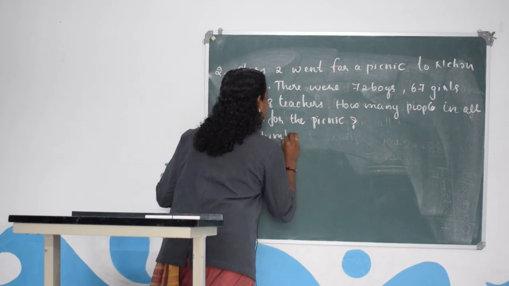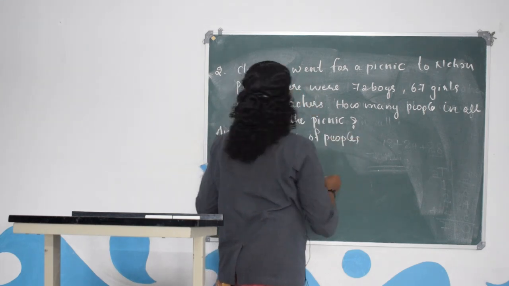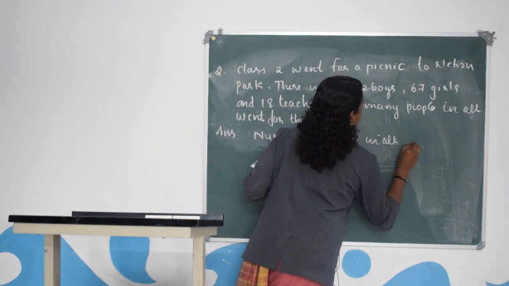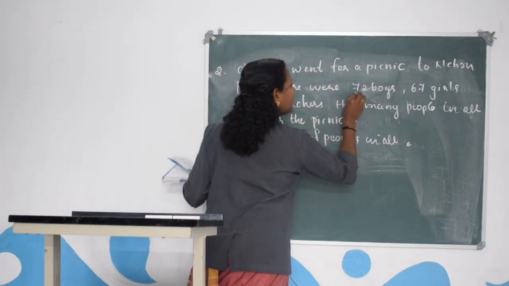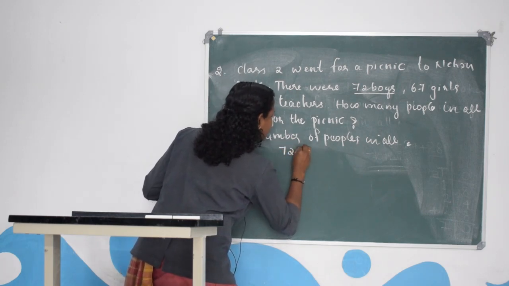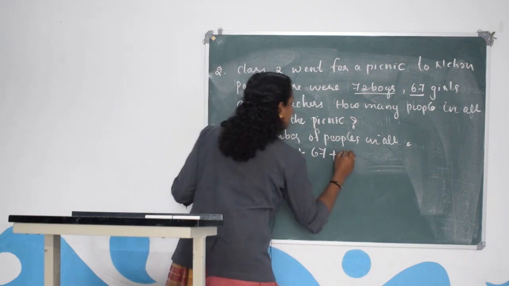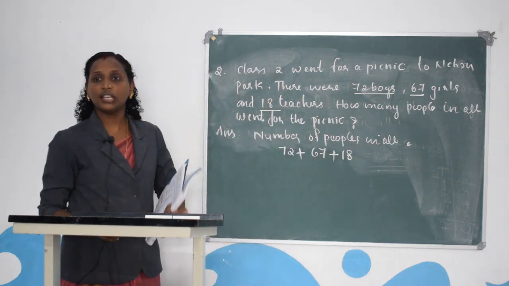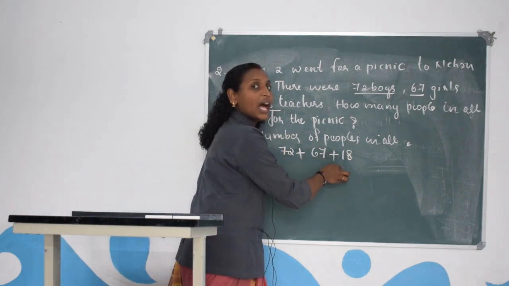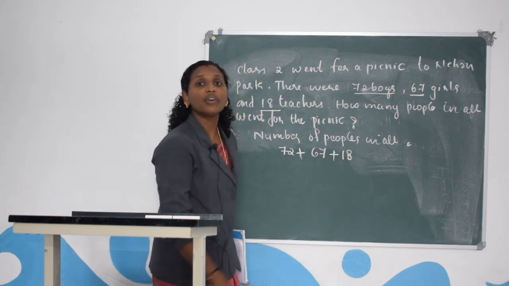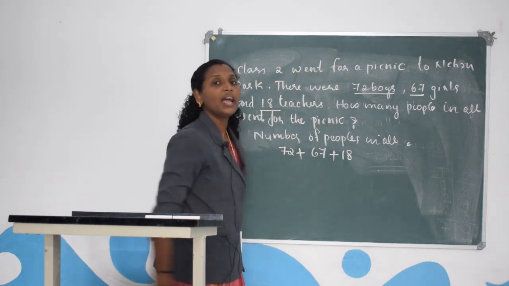The number of pupils in all is equal to, what is how many boys? It has 72 boys. How many girls? It has 67 girls. How many teachers? It has 18 teachers. So it has 72 boys, 67 girls and 18 teachers. That means to find the sum of all the boys, girls and teachers.